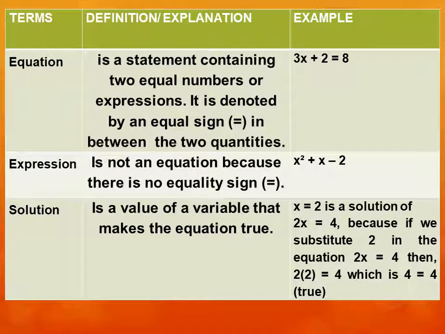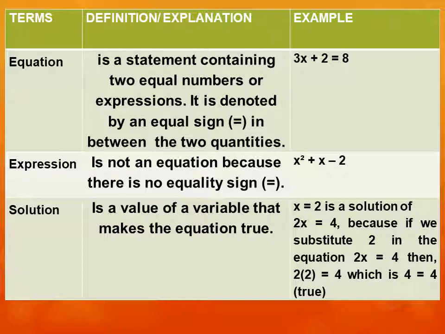Again, let's define what is an equation and what is an expression. An equation is a statement containing two equal numbers or expressions. It is denoted by an equal sign in between the two quantities. For that example, we have 3x + 2 = 8. While an expression is not an equation because there is no equality sign. So we have x² + x − 2.